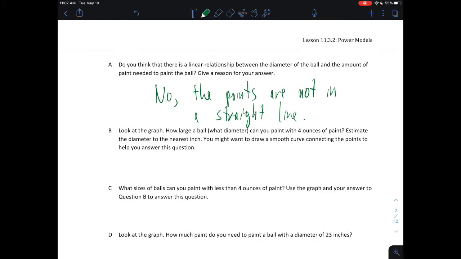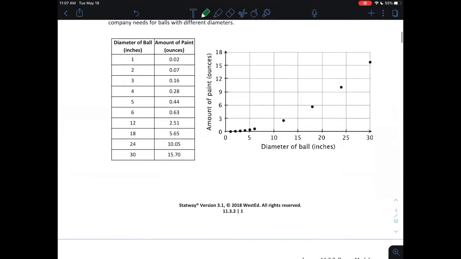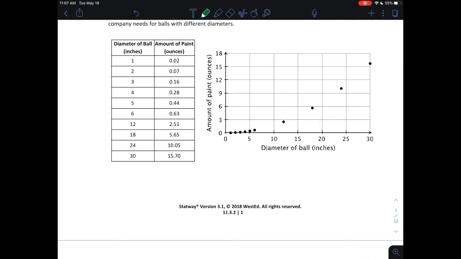Part B, look at the graph. How large a ball, meaning what diameter, can you paint with 4 ounces of paint? Estimate the diameter to the nearest inch. You might want to draw a smooth curve connecting the points to help you answer this question. We saw something like this in the previous section. I'm just going to connect these dots with a curve that seems to go through them. You can see that it starts to curve upwards.